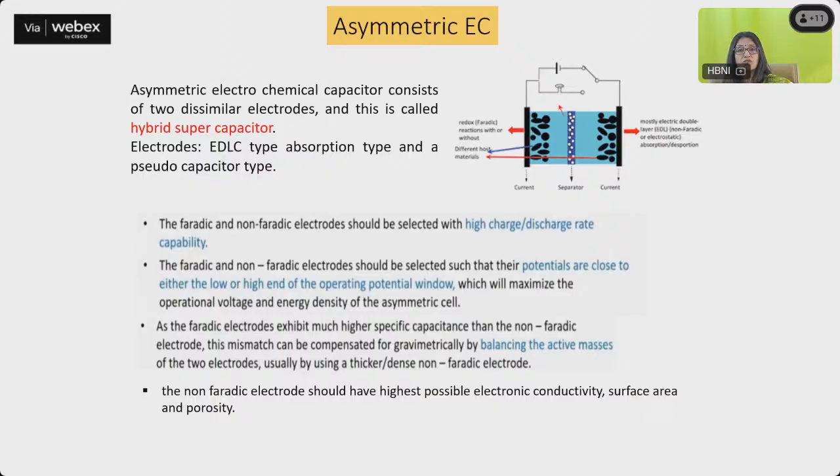The ratio of the non-Faradaic to the Faradaic component should be as high as possible, because the non-Faradaic one has lower capacitance compared to the Faradaic electrode. So you have to balance the active mass of the two electrodes, usually by using a thicker or denser non-Faradaic electrode. And the non-Faradaic electrode should have the highest possible electronic conductivity, surface area, as well as porosity. All these factors have to be taken into consideration whenever you are making a hybrid capacitor.